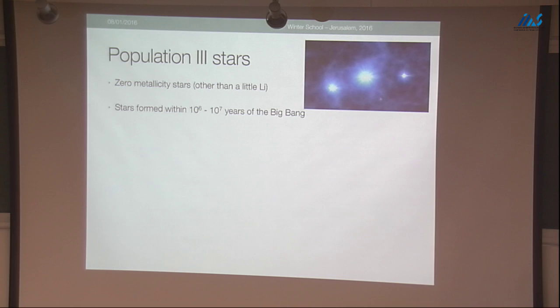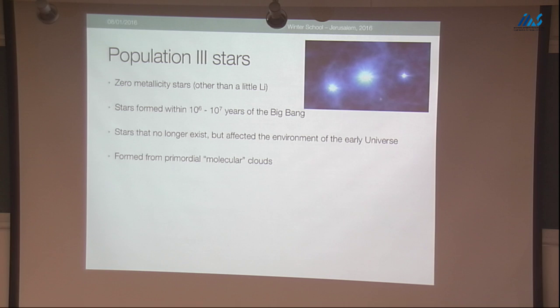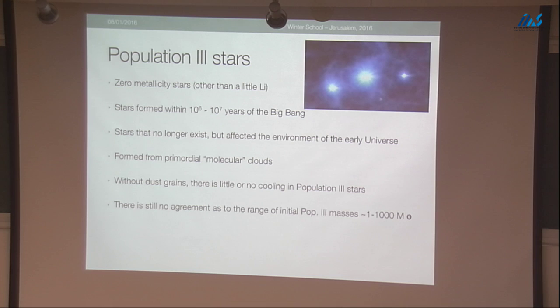after the Big Bang. These stars no longer exist, but certainly they affected quite deeply the environment of the early universe. Without metal, you cannot really cool off the universe. Just hydrogen is not a very good cooler, and so they form from primordial molecular clouds. Again, since there were no metals and no dust grains, there is very little or no cooling in these population 3 stars. What the mass of these objects was is unclear, because being the first generation, potentially you can create very massive objects, and the suggestion even goes up to 1,000 solar masses.